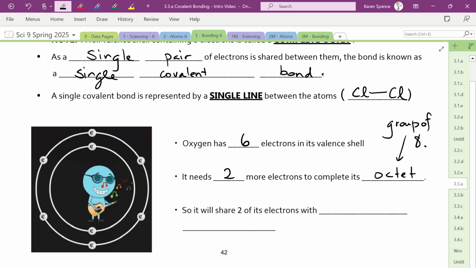Who do you think it's going to share 2 of its electrons with? Another oxygen. But it could also share it with other things. But in this case, we're going to look at oxygen sharing with oxygen. Okay, this one's kind of funny. Let's get it back here.